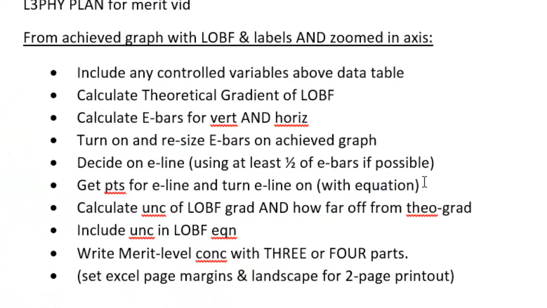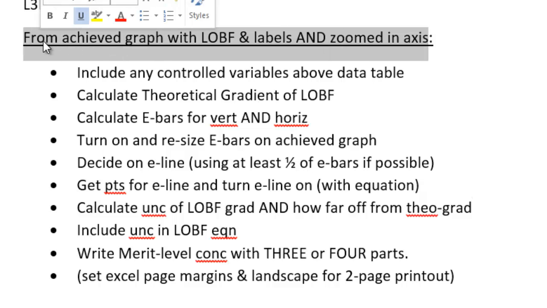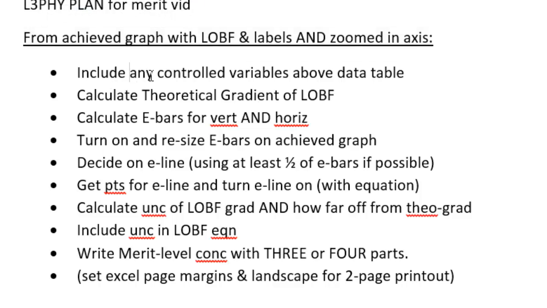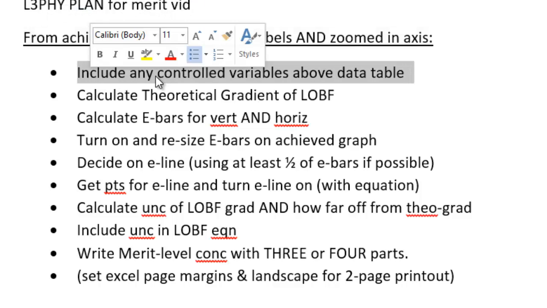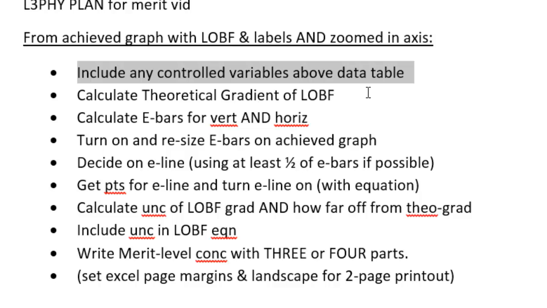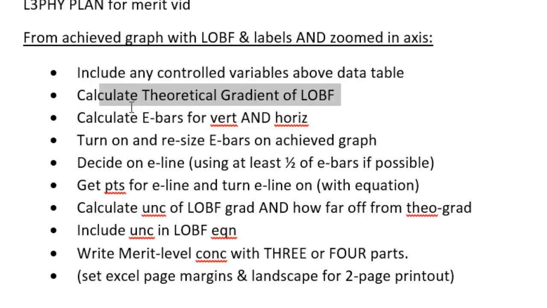First off, let's just review the plan. You should already have an achieved graph, all right? Line of best fit, labels, zoomed in axis. So that should already be done. So the next thing to do is probably to think about some controlled variables and slap that information down above your data table. Then we get to think about, well, what should the gradient have been? So you use the equation and calculate the theoretical gradient.